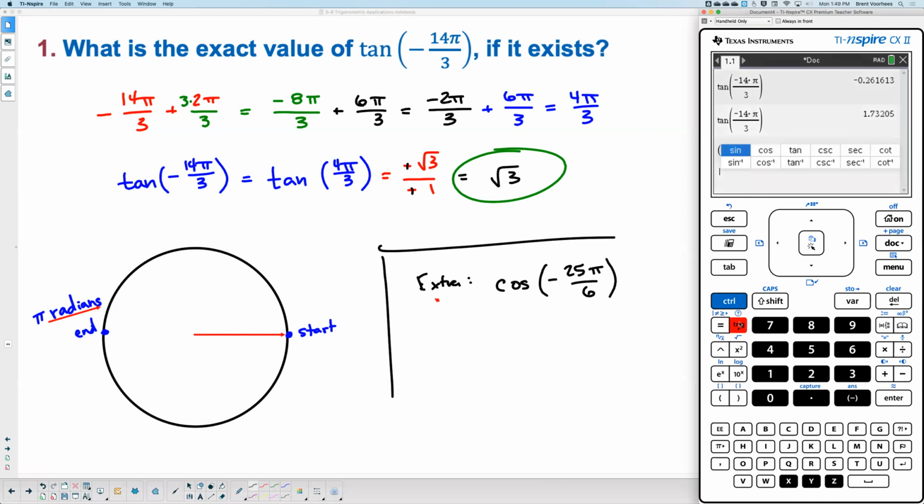So find your calculator, go to cosine, make sure you're in radians again. Negative 25 pi divided by 6. Press enter.